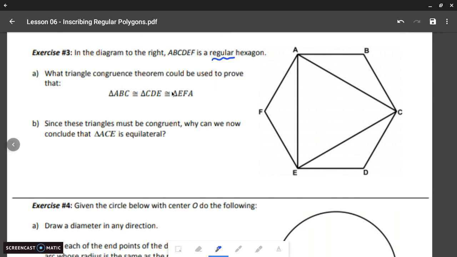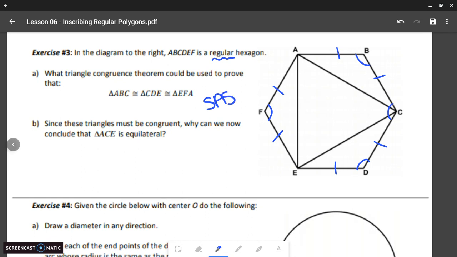Now let's look. What triangle congruence theorem could be used to prove that ABC, CDE, and EFA are all congruent? Well, since it's a regular hexagon, all these sides are congruent, and all these angles would be congruent as well. If that's the case, what triangle congruence theorem? Side angle side.